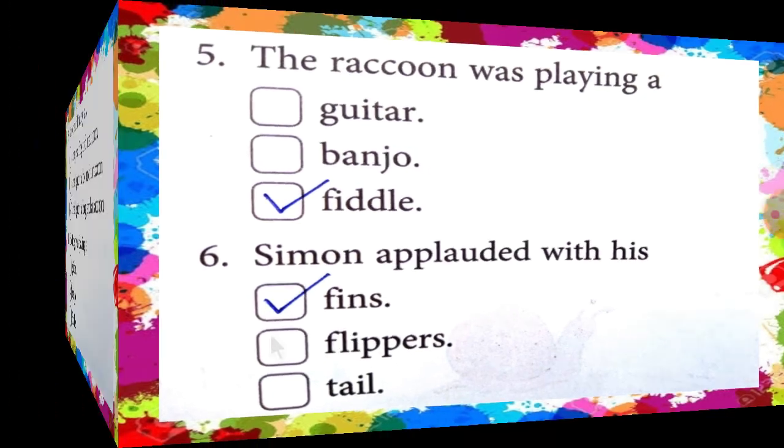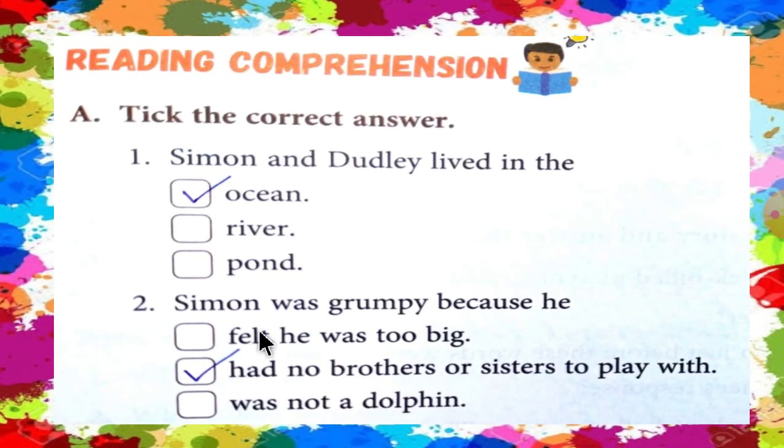Now, I am repeating these questions 1 to 6. So, let's see. Question 1. Simon and Dudley lived in the ocean. Question 2. Simon was grumpy because he had no brothers or sisters to play with.